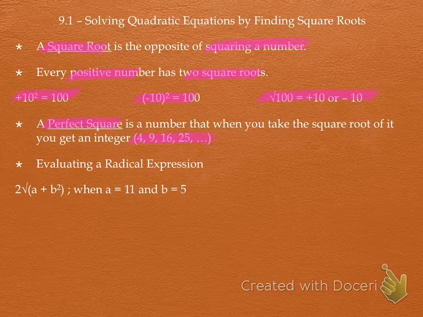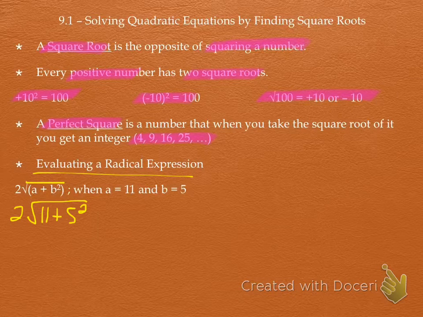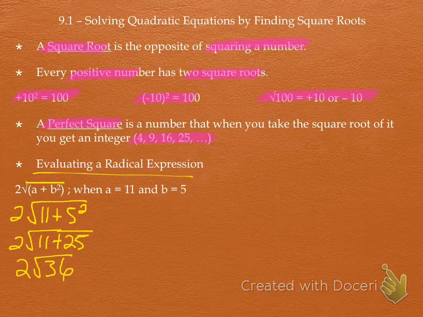When I'm evaluating a radical expression down here, so I've got 2 times the square root of a plus b squared. So when I plug in each of these, I get 11 plus 5 squared. So 11 plus 25. 11 plus 25 is 36. The square root of 36 is 6. And then 2 times 6 is 12.